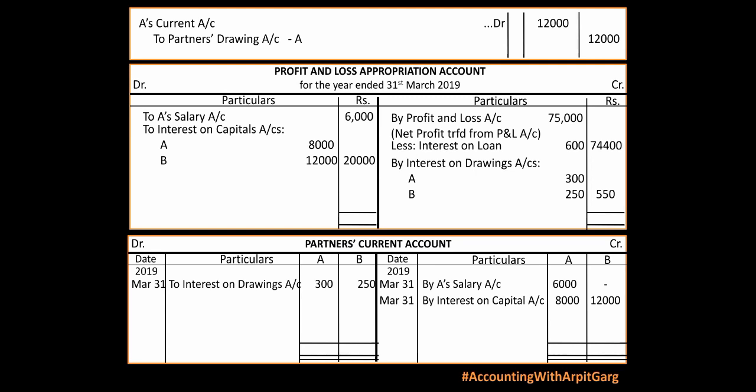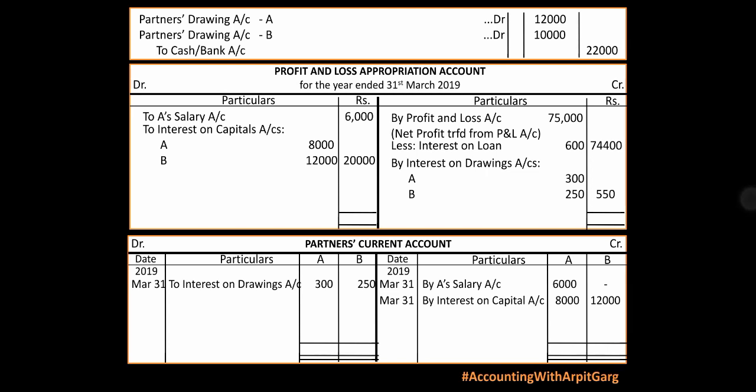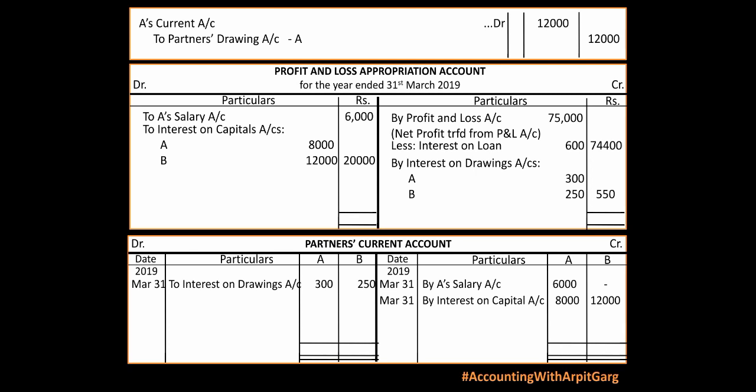Now it will be posted because earlier in our previous entry, as you can see, there is no partner's current account debited or credited. So we cannot post this entry directly to partner's current account. That's why we posted this entry partner's current account to partner's drawing to post this in partner's current account. Then we will post same entry for B as well. Now the partner's current account will be reduced by rupees 12,000 and 10,000 in ledger account.